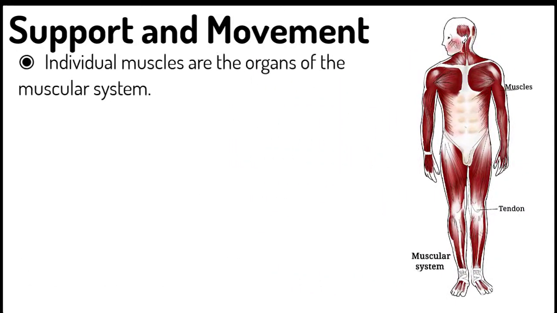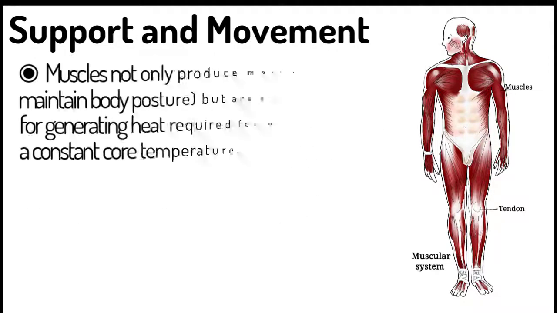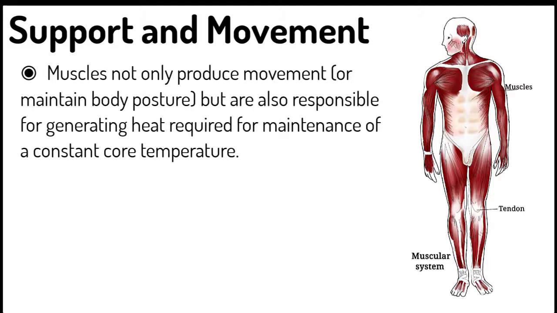Individual muscles are the organs of the muscular system. In addition to voluntary or skeletal muscles, which have the ability to contract when stimulated and are under conscious control, the muscular system also contains smooth or involuntary muscles and the cardiac muscles of the heart. Muscles not only produce movement or maintain body posture but are also responsible for generating heat required for maintenance of a constant core temperature.